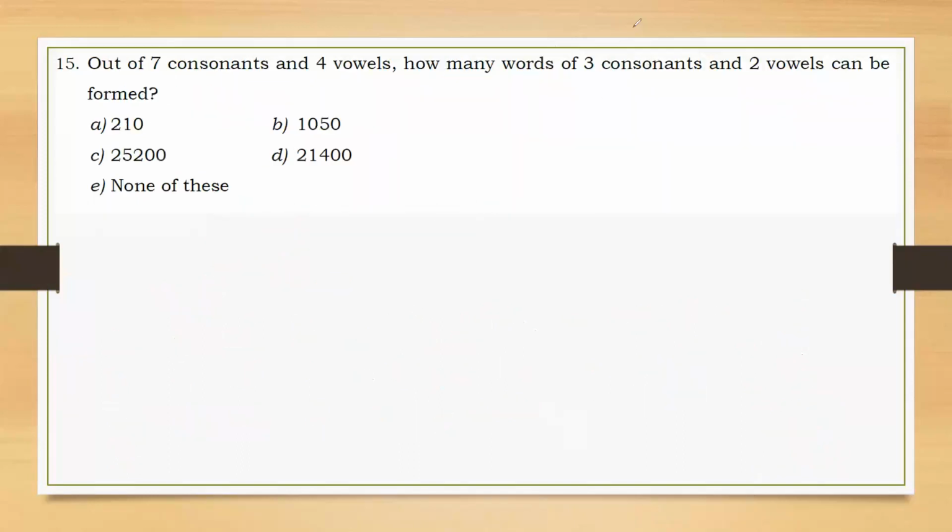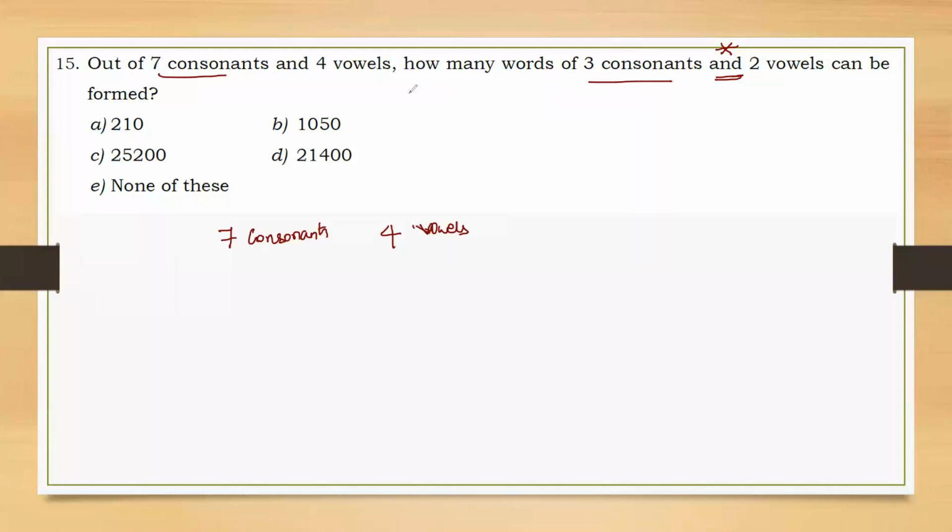Question number 15. Similar to the previous problem, instead of men and women, we have consonants and vowels. So we have 7 consonants and 4 vowels. We need to select 3 consonants and 2 vowels. Easy, right? Either case 1 or case 2. Actually, here also we will multiply, because here also we have 'and'. So here also we will multiply it.